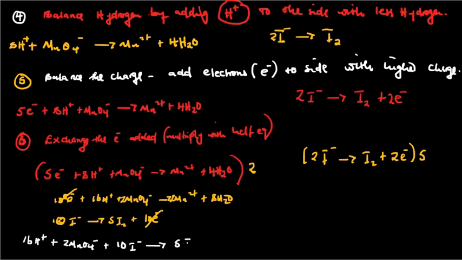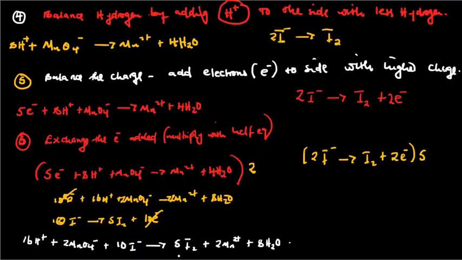We have 5 I2 plus 2 Mn2+ plus 8 water. So after now rewriting, you can check if your equation is balanced.